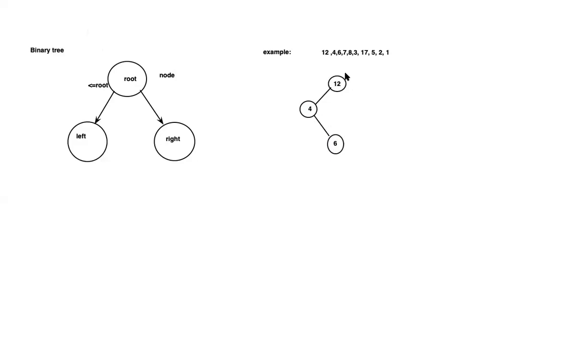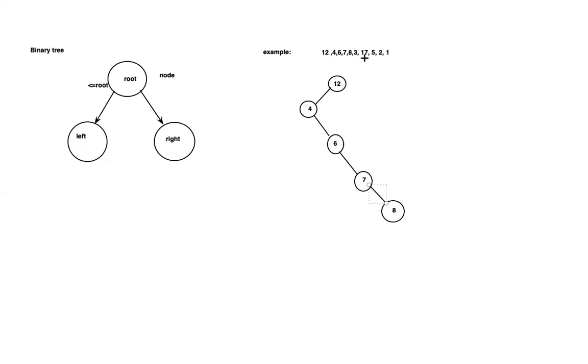Now let's go for 7. 7 is again less than 12, so it goes to the left-hand side. It is greater than 4, so it goes to the right-hand side. It is greater than 6, so it should go to the right of 6. So it goes over here and becomes 7. Now we have 8. It still continues in the same direction, so here we have 8, and we keep creating this on the right side.